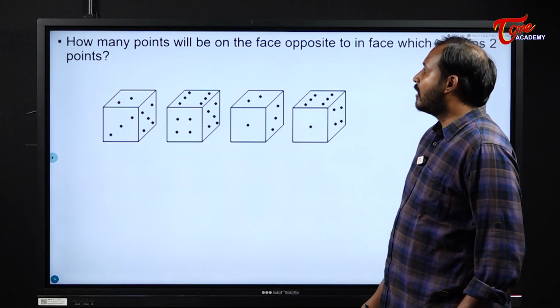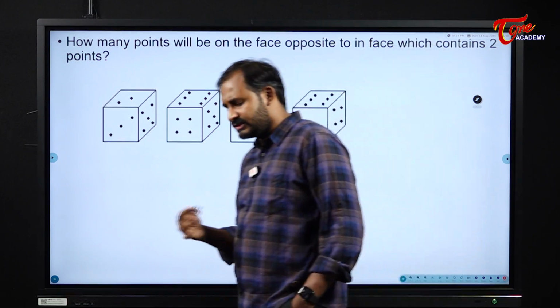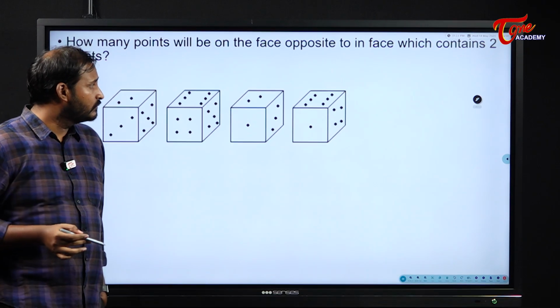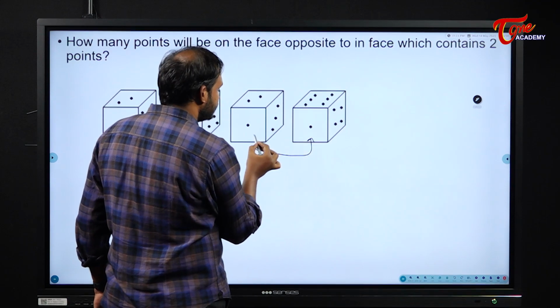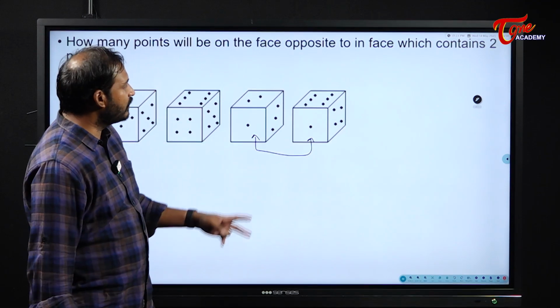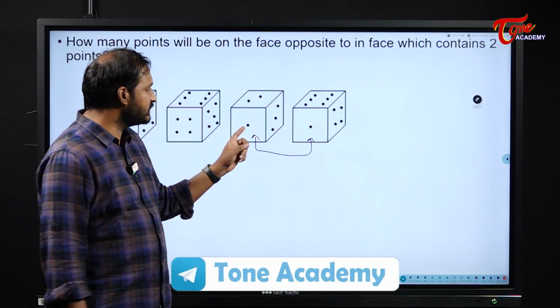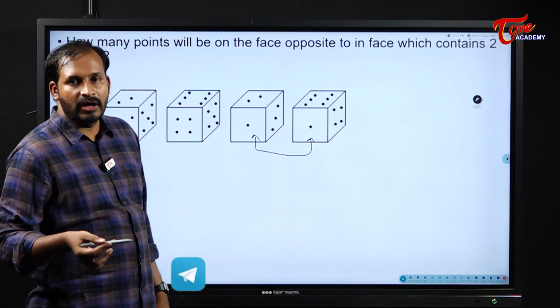Understood, students? They have given you the 4 projections just to introduce all the symbols. Next, how many points will be there on the face opposite to the face which contains 2 points? Similar one. Take any two. For my convenience, I will take these two. Why? Because in these two projections there is only one common face: the single dot. So easily I can tell what will be opposite.